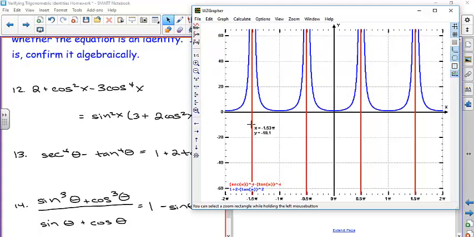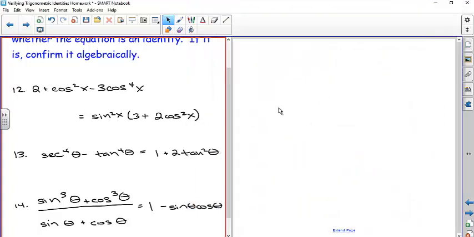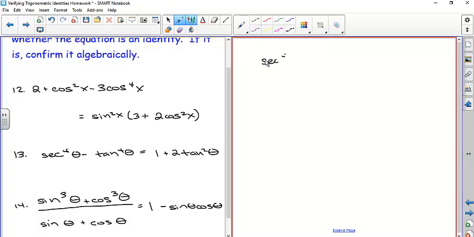Now you're like, what's that red line? Well, that's where the asymptote is, but otherwise they are exactly the same. So we can just ignore that. So now that we've shown that that actually is true, let's prove it. So we have secant to the fourth minus tangent to the fourth of theta.